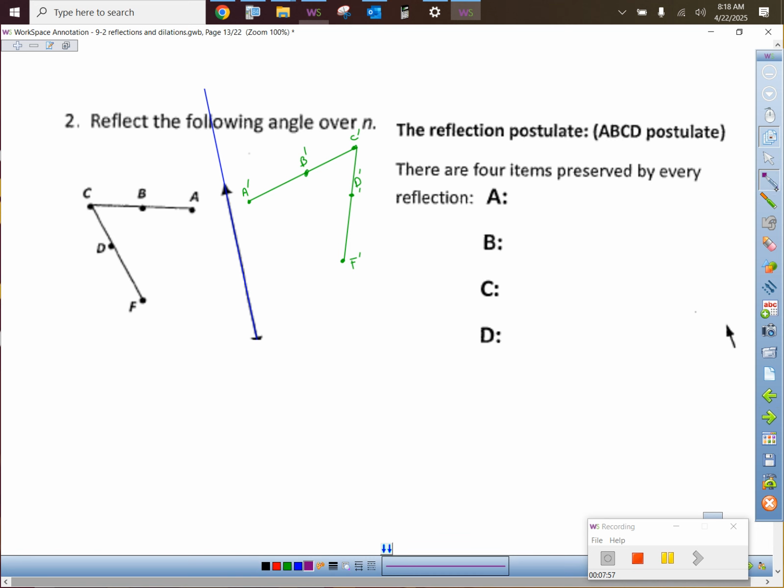So here's my first question. Let's pretend this was 30 degrees. You don't need to put that in your picture. But if that was 30 degrees, when I reflect it, what should that angle measure right there? 30 degrees. You know why?